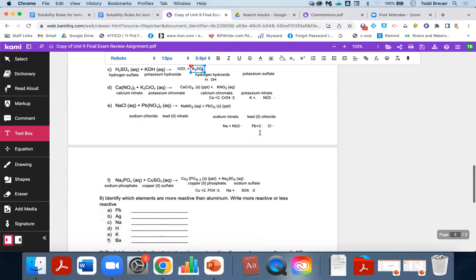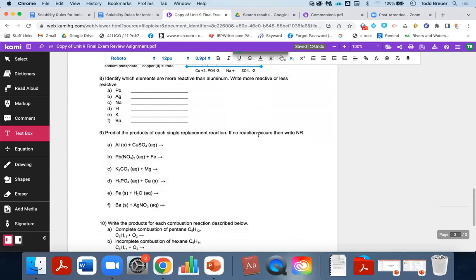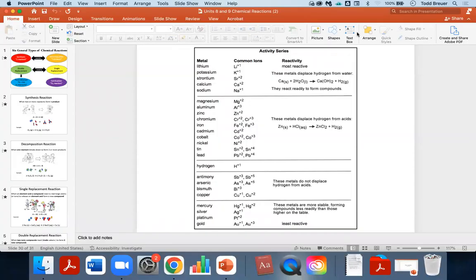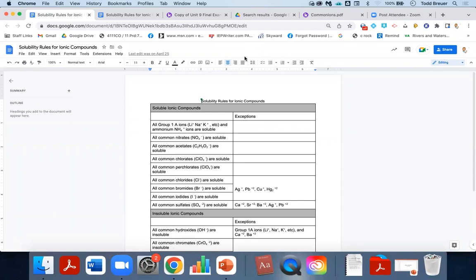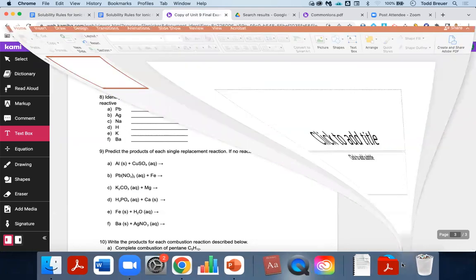Okay, let's move onward to some tools for predicting the products of single replacement reactions. We want to see which elements are more reactive than aluminum, and we have a tool for doing that. Let's pause this video for just a moment so I can locate that. Okay, here's our tool. It's called the activity series. So we want to know which element is more reactive. More reactive or less reactive than aluminum. We're comparing all of these to aluminum, so we just look at their position compared to aluminum's position.